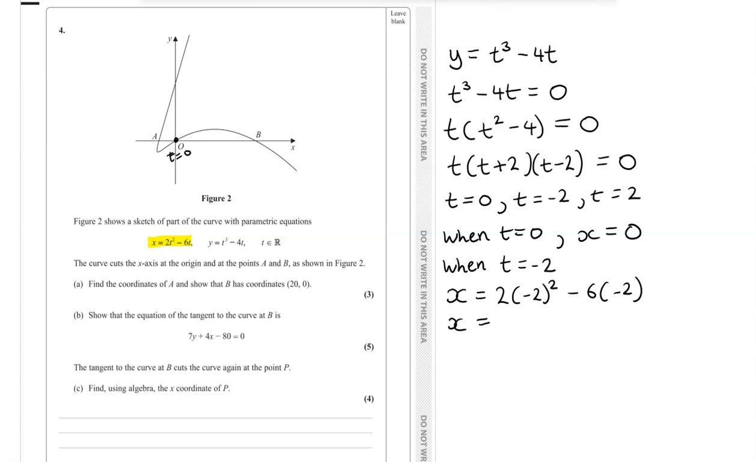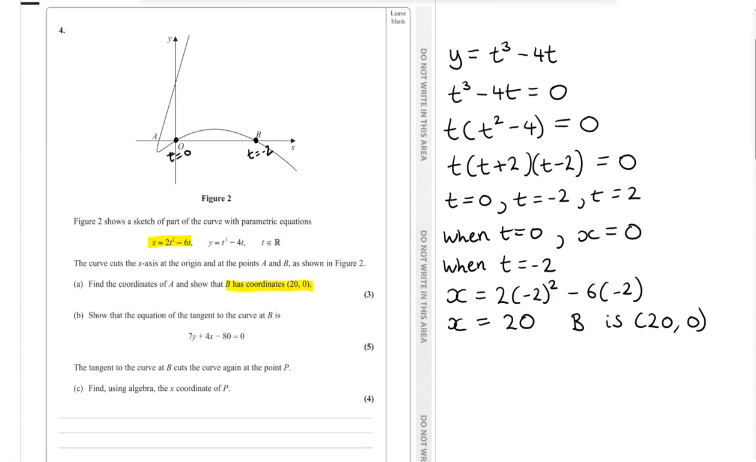And when I evaluate that, I end up getting 20. So this is a positive value of x, so this must represent b here. At this point b, the t value is going to be minus 2. So when t equals minus 2, this means x is 20, so b must be (20, 0). This is what I was asked to show.